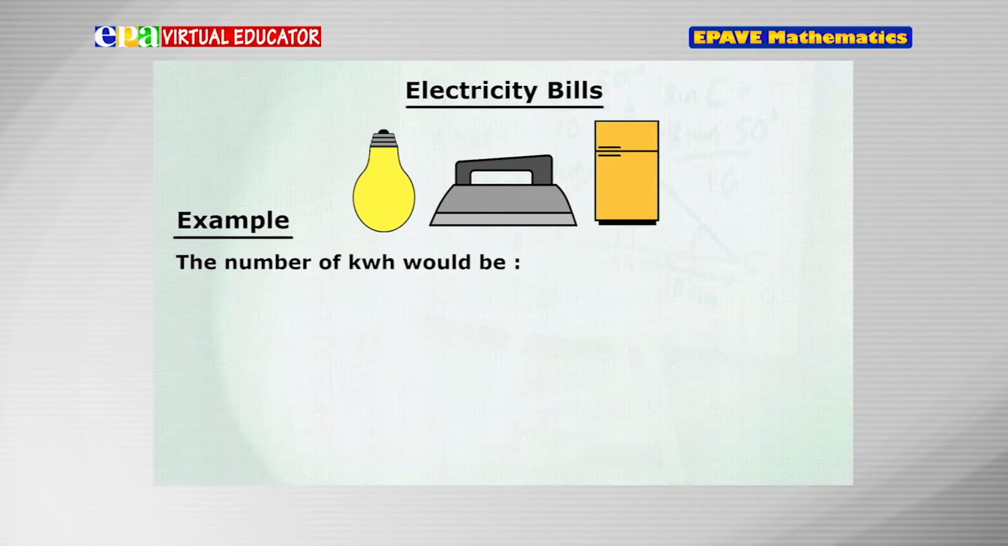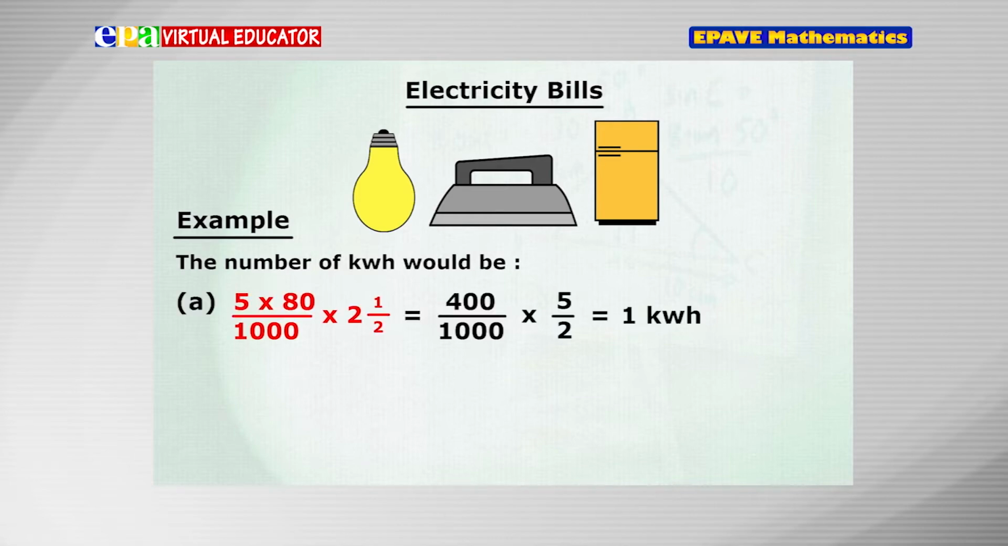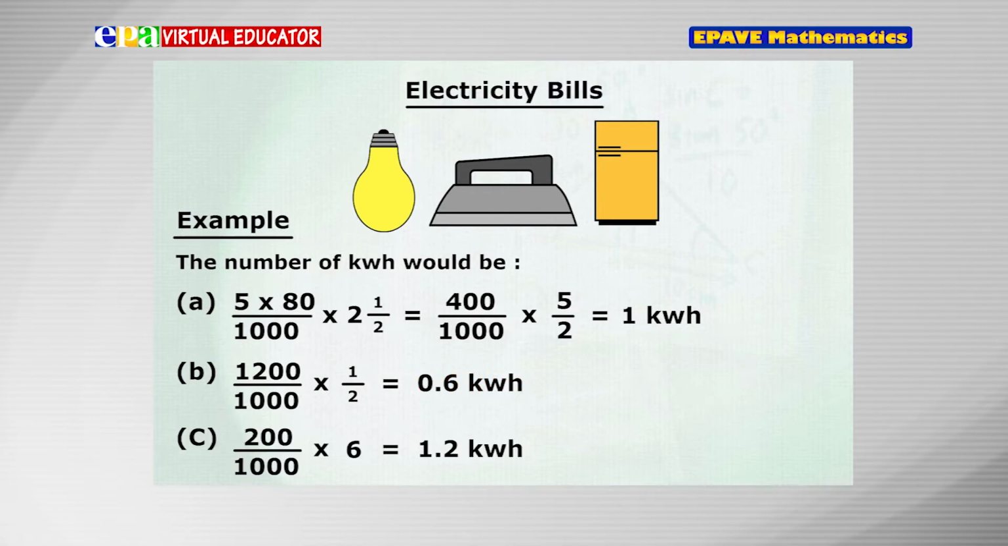The number of kilowatt hours would be as follows. 5 80-watt bulbs would be equal to 5 times 80 divided by 1000 times 2.5, which is equal to 400 divided by 1000 times 5 divided by 2, which is equal to 1 kilowatt hour. For the 1200-watt electric iron, the result would be 1200 divided by 1000 times a half, which is equal to 0.6 kilowatt hours. For the refrigerator, the result would be 200 divided by 1000 times 6, which is equal to 1.2 kilowatt hours.